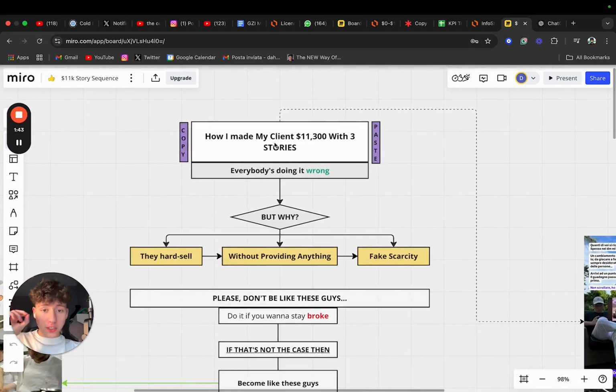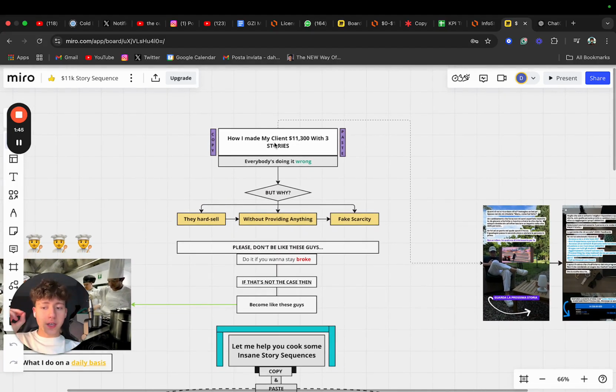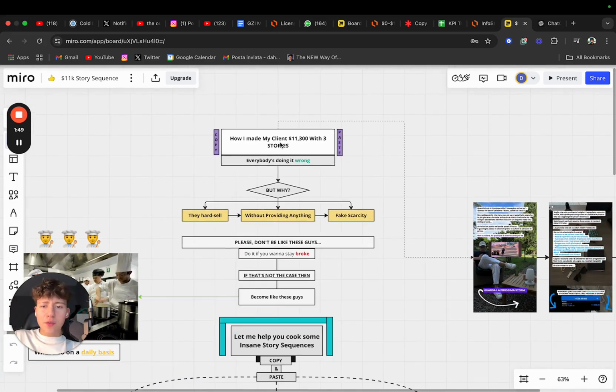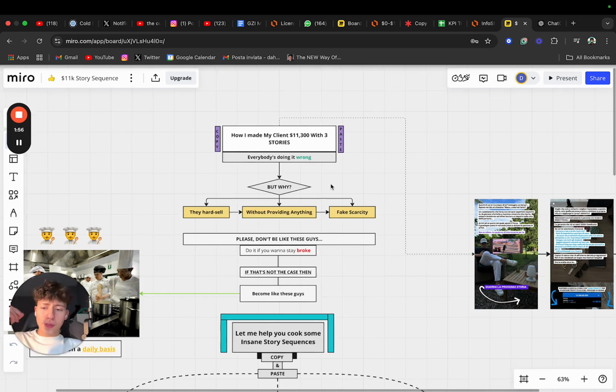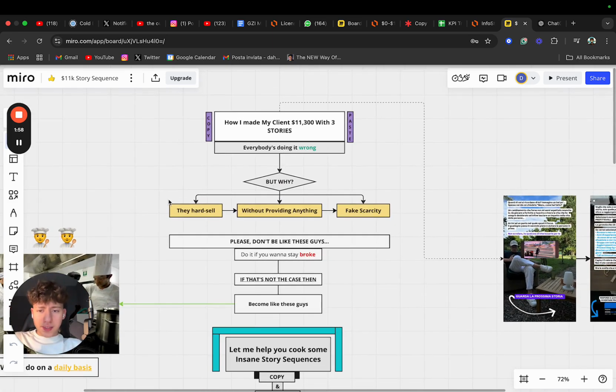Creating catchy IG stories and making money off that is something you need if you're a coach, consultant, agency owner, or you're just selling a product. But I see everybody posting these IG story sequences, telling you to do it this way or that way. But all of them, bro, don't even know how to do it. They just try to hard sell you without providing any value and just add fake scarcity, which doesn't have anything positive inside of your business.